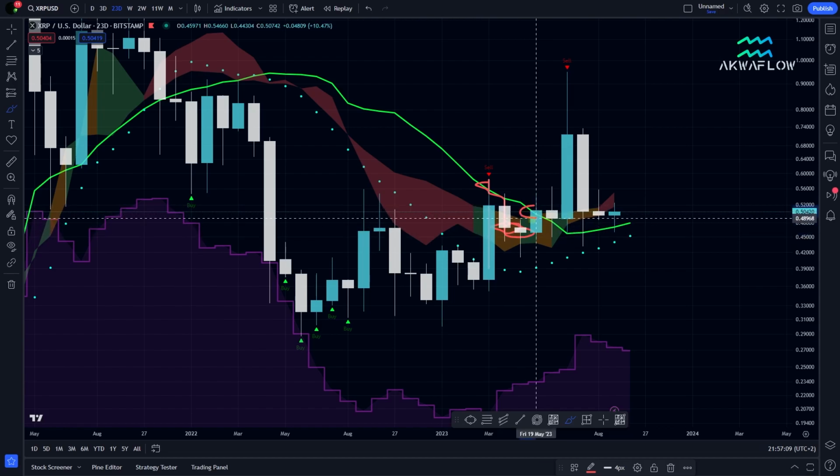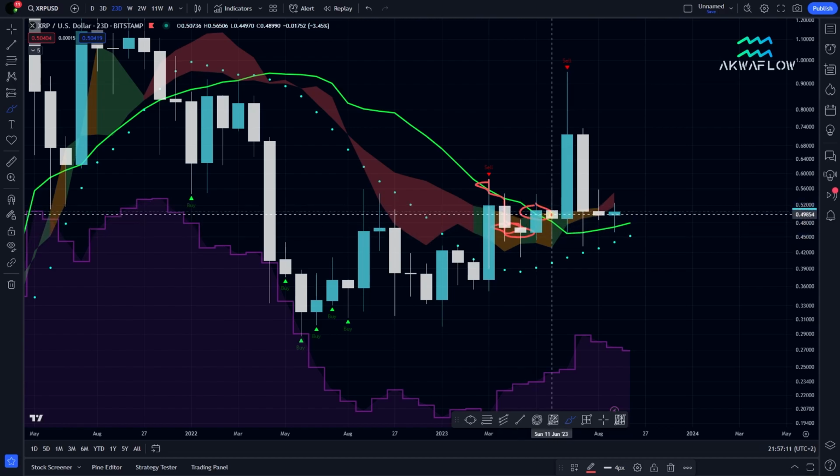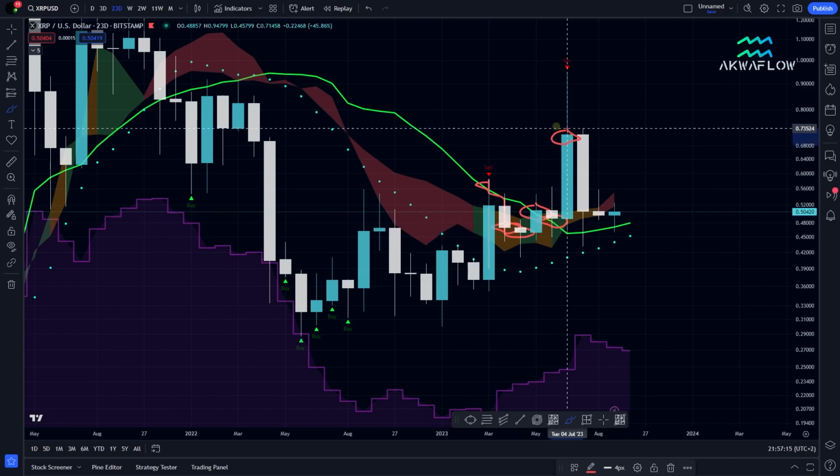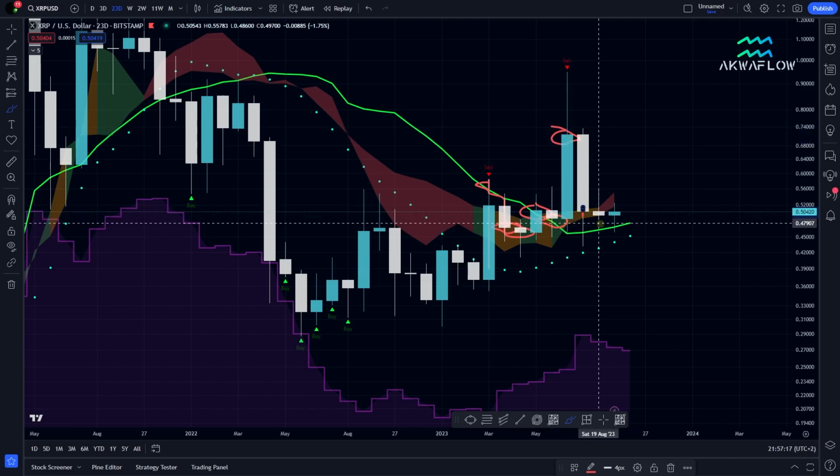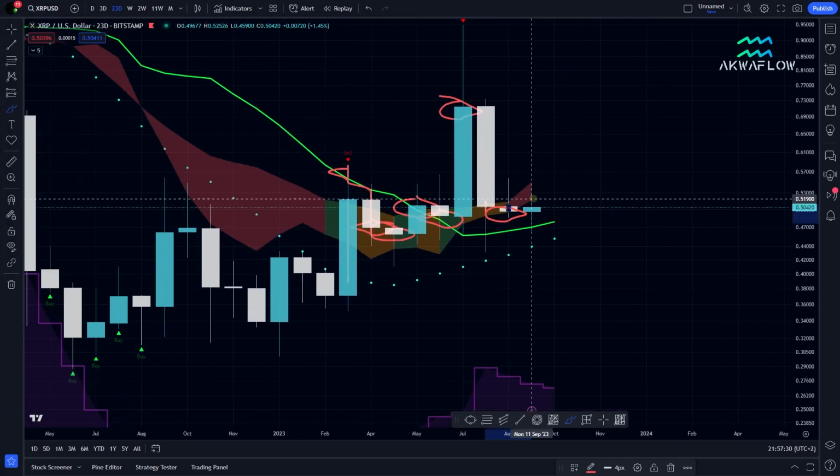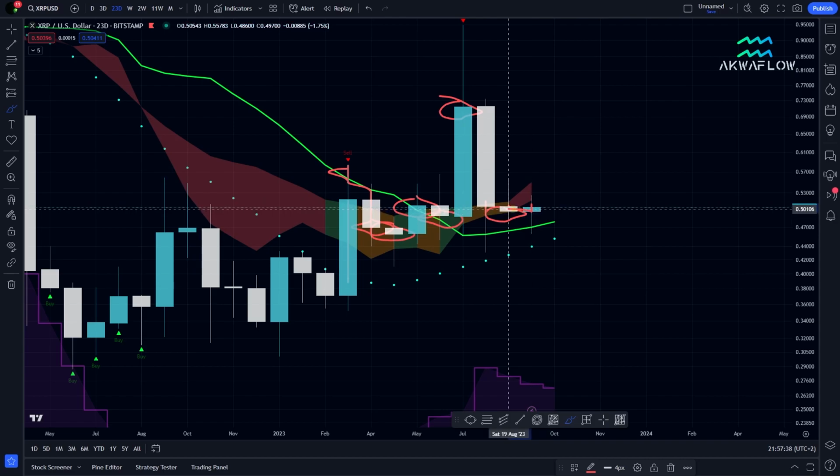We closed above the cloud. We closed inside the cloud, then again above it, inside it, inside it. But currently the price is trending below the cloud. We tried to penetrate the cloud again and to stay above it, but we got a small rejection and right now the price is below the cloud.